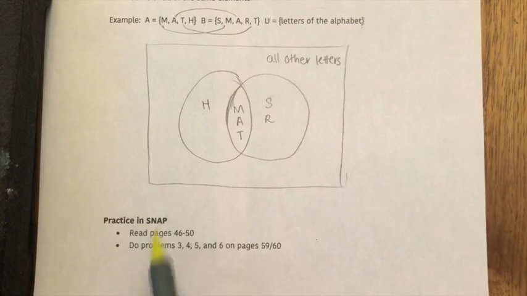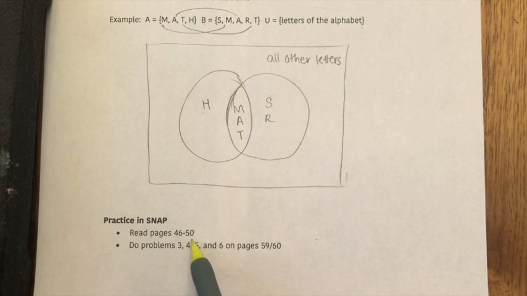For you guys for practice for today, go and read 46 through 50 in Snap, so it goes over everything that we just talked about in other words, and then do problems 3, 4, 5, and 6 on pages 59 and 60. The ones before that we're actually going to do tomorrow. It's ordered weird in the Snap book. If you guys have any questions, let me know.